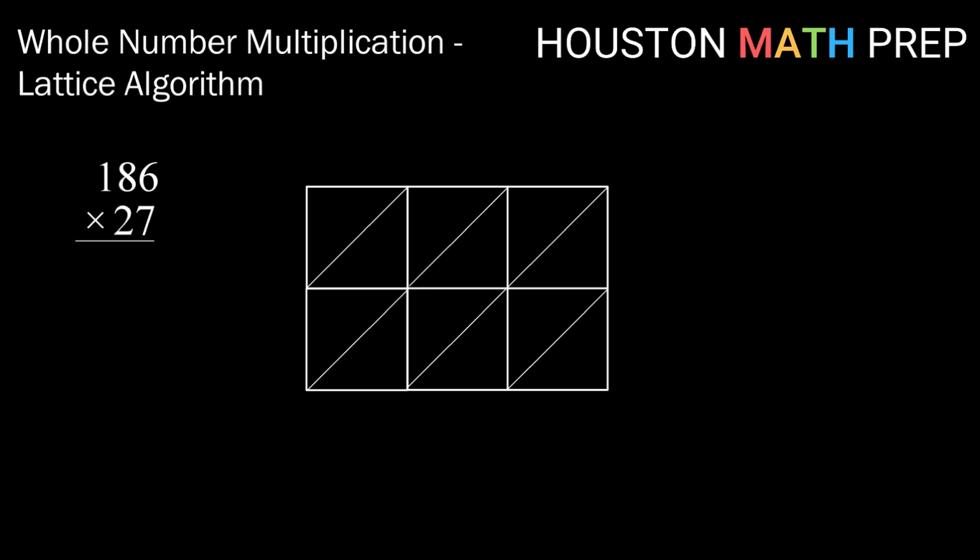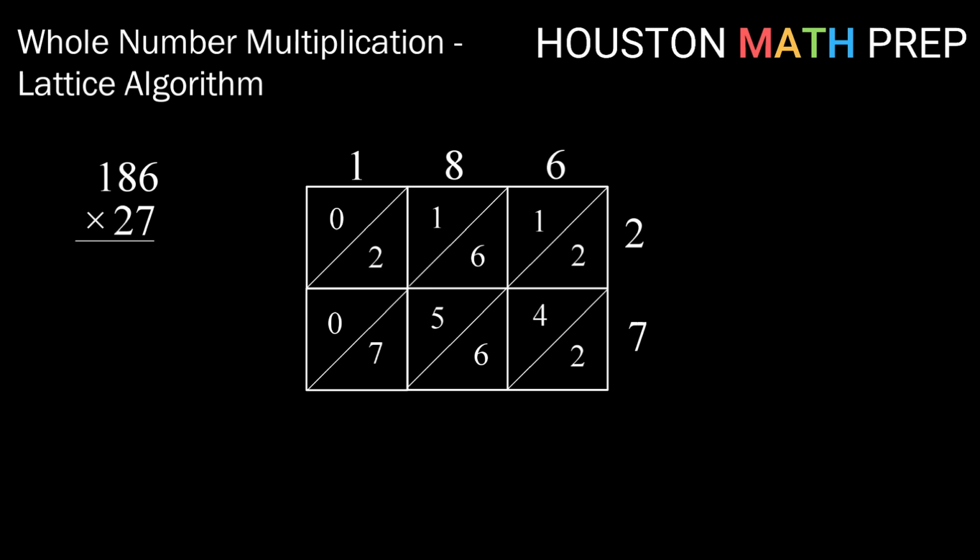Once we have that drawn and all of our diagonals in, we'll go ahead and place 186 at the top of our columns and 27 vertically down our rows. Now we're going to complete each square using the same method as before. So 1 times 2 is 2, so we'll write that in as 0, 2. 8 times 2 is 16, so that will come in as 1, 6. 6 times 2 is 12. 1 times 7 is 7. 8 times 7 is 56. And 6 times 7 is 42.